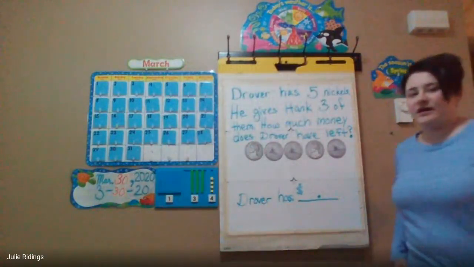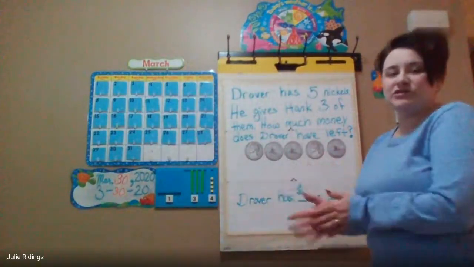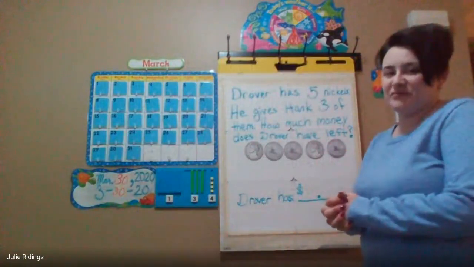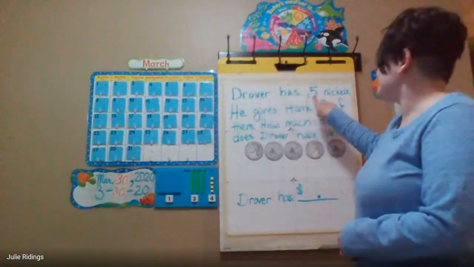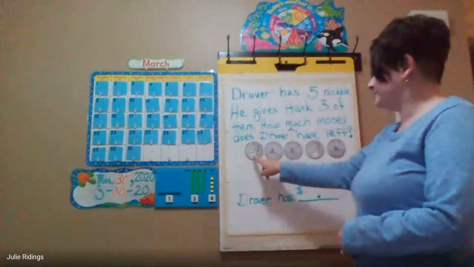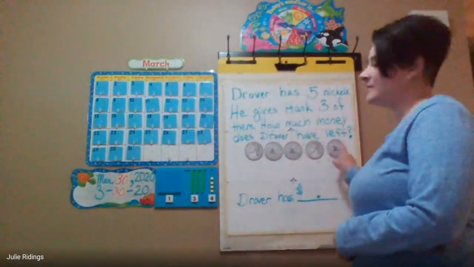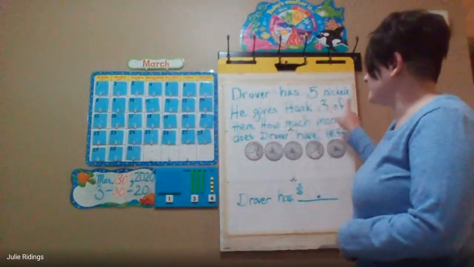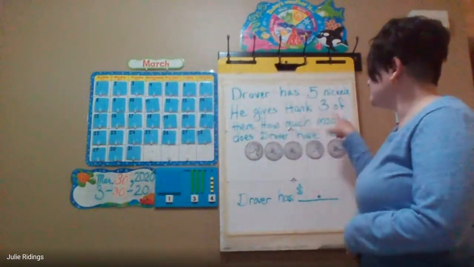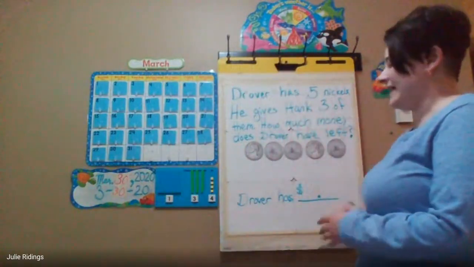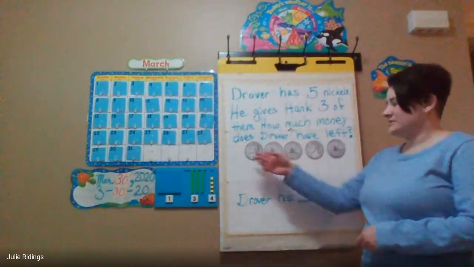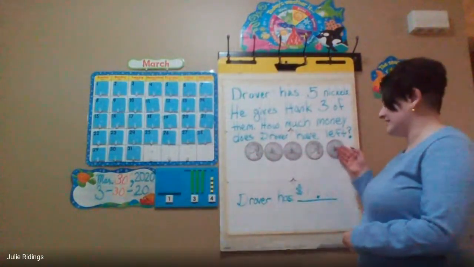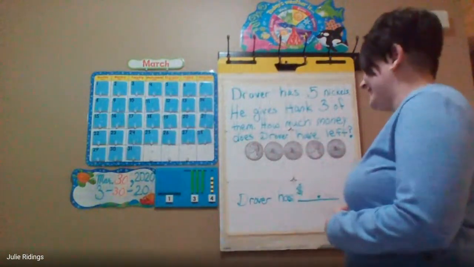And then I decided to do money this morning. I'm going to read this to you. Ready? Drover has 5 nickels. He gives Hank 3 of them. How much money does Drover have left? Drover has blank. So he has 5 nickels. How much, Hank? I got 5 whole nickels.